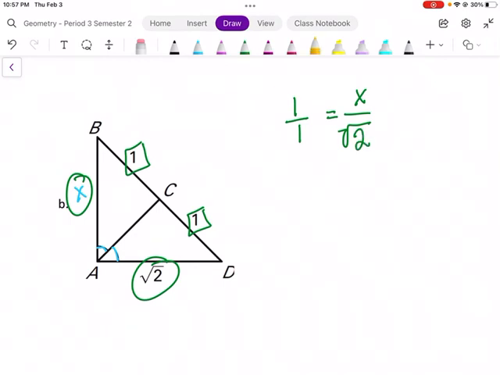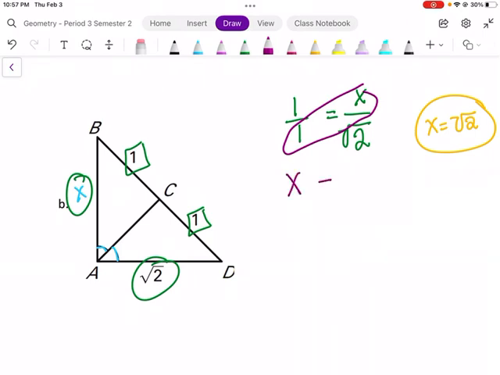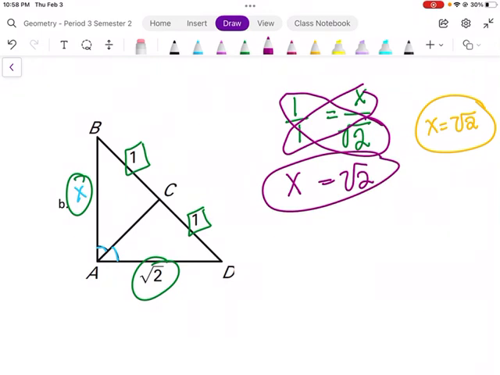Now, you'll notice our first fraction was 1 over 1, which, because they're both the same, means that the other fraction, the top and the bottom, will also have to be the same, making x equal to the square root of 2. If you do not notice that, you can still cross multiply to get your answer, and we would take 1 times x, which is x, and 1 times the square root of 2. And you'll see that we get the same answer for that.